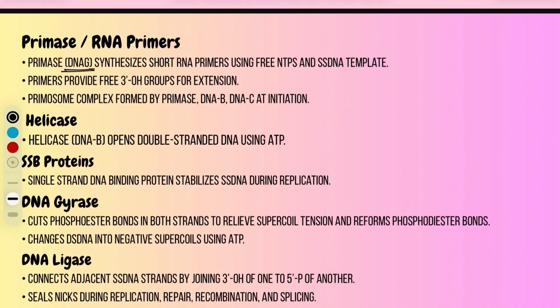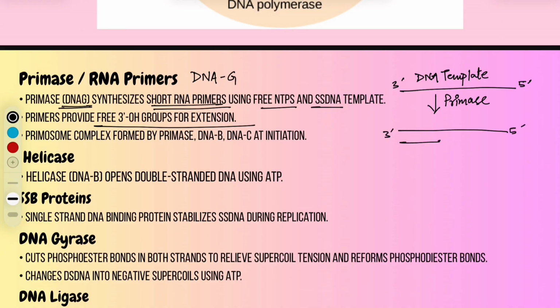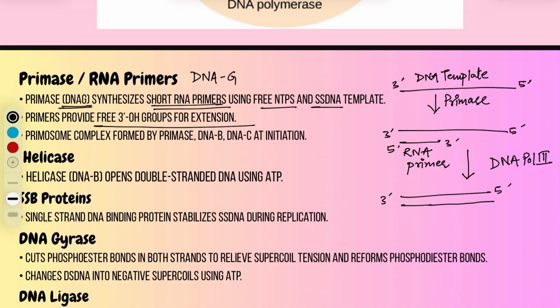Now RNA primers, which are added during polymerization. Primase is DnaG, which synthesizes short RNA primers using free NTPs and a single stranded DNA template. Here you can see the DNA template, and here primase is there, which is DnaG, and on it the RNA primer is added at the 3' end for extension by DNA Pol III, which polymerizes it and catalyzes the reaction, and at initiation new DNA is formed like this.